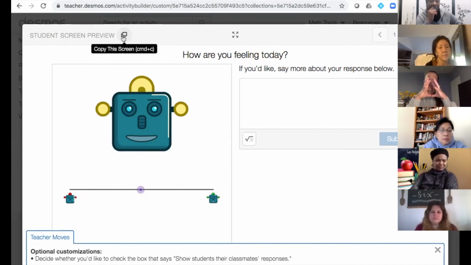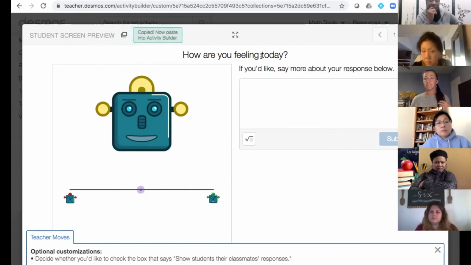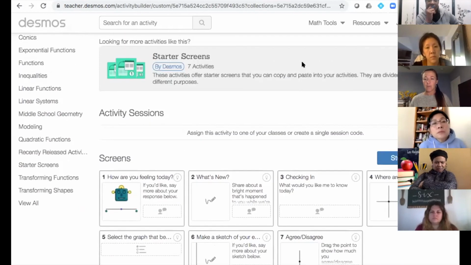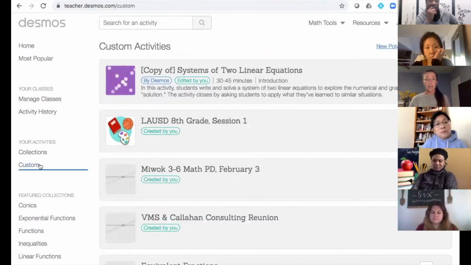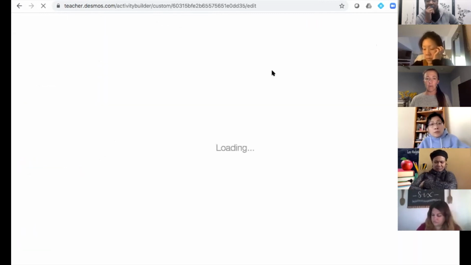So just like you can take a pre-existing activity and copy, you can copy and paste slides into an existing activity as well. So if I copy, you're probably wondering, okay, Jessica, cool, but where do I paste it? Where you paste it is if you have an activity already, or if you want to create one, you're going to click over here to custom. And let's say I want to add it to this systems one that I was working on, because I want it to be a little introduction for my students.